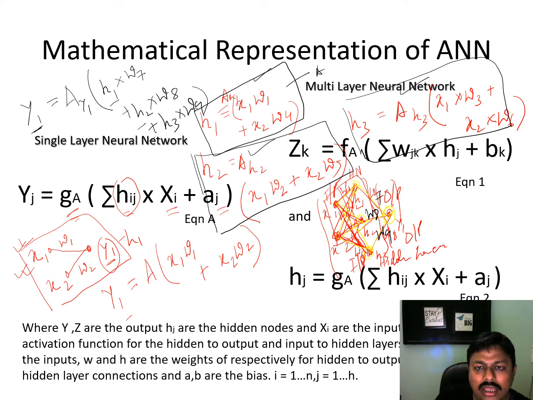If this is A, if this is B, if this is C, then in place of H1 put A, in place of H2 put B, and in place of H3 put C. Replace H1 with the value of A, replace H2 with the value of B, replace H3 with the value of C, right? So H1, the value of A that you have calculated here, you can replace H1 with A, you can replace H2 with B, and you can replace H3 with C.